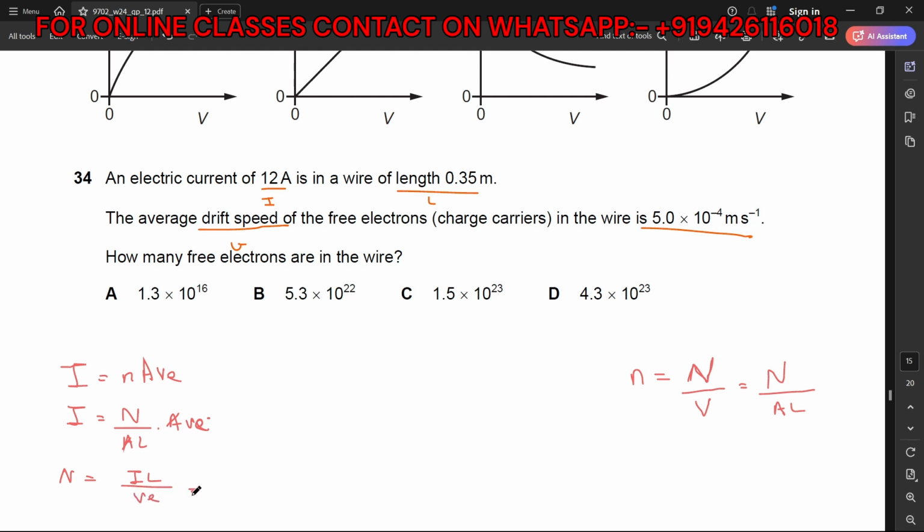So I is given to us as not 0 point, but 12. Then L is 0.35. Then drift velocity is 5 × 10^-4, and then the elementary charge is 1.6 × 10^-19. Using my calculator, 12 × 0.35 divided by 5 × 1.6 × 10^-4 × 10^-19 comes out to be 5.25 × 10^22, which means that our only option that suits this is option B. So B is the correct answer for question 34.